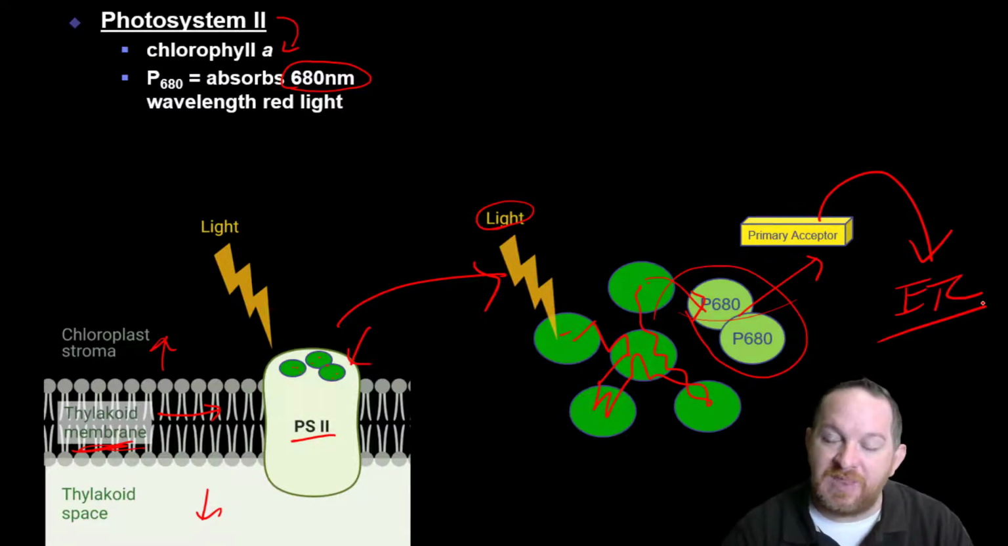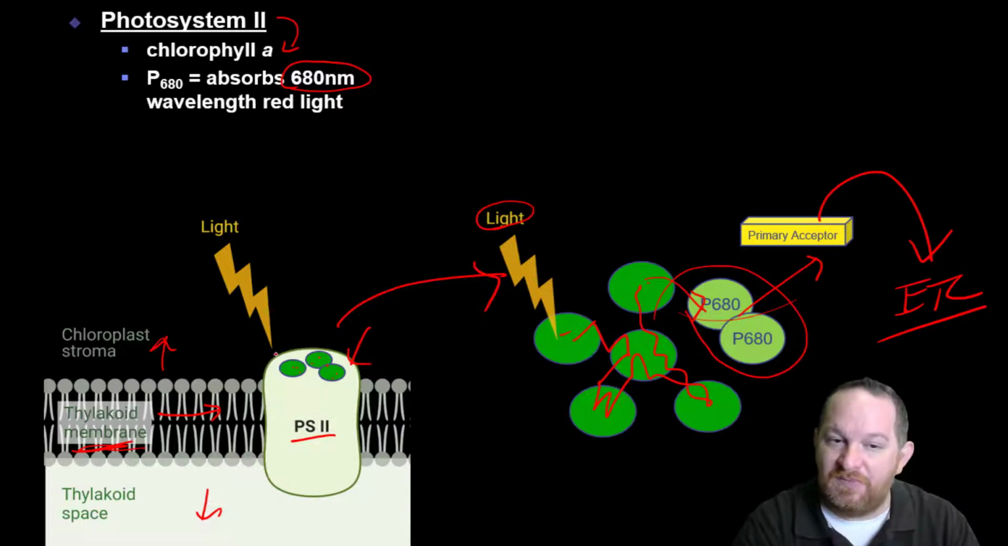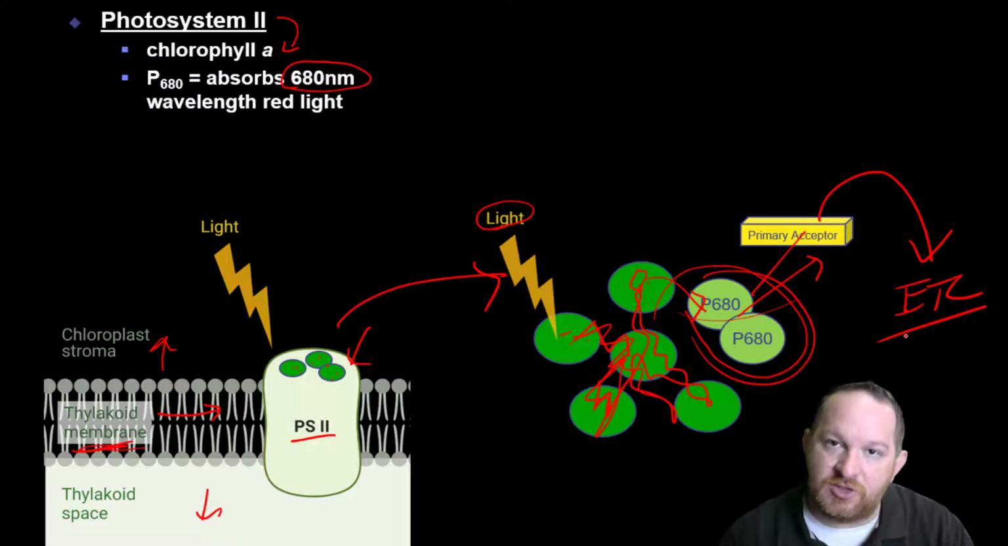Okay? So this seems complicated because it is. Basically what I want you to understand here is that photosystems are just systems of chlorophyll that take the light and then the electrons get excited, bounce around until they finally get to an acceptor to go down the electron transport chain, which we're going to look at here in a moment.